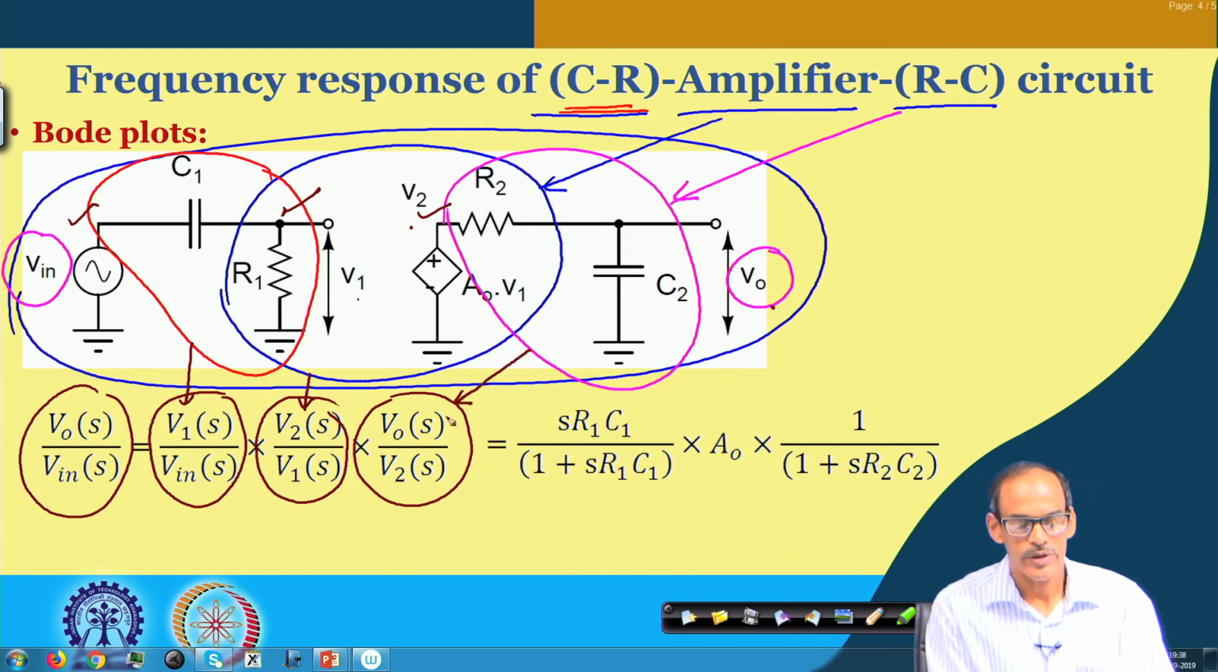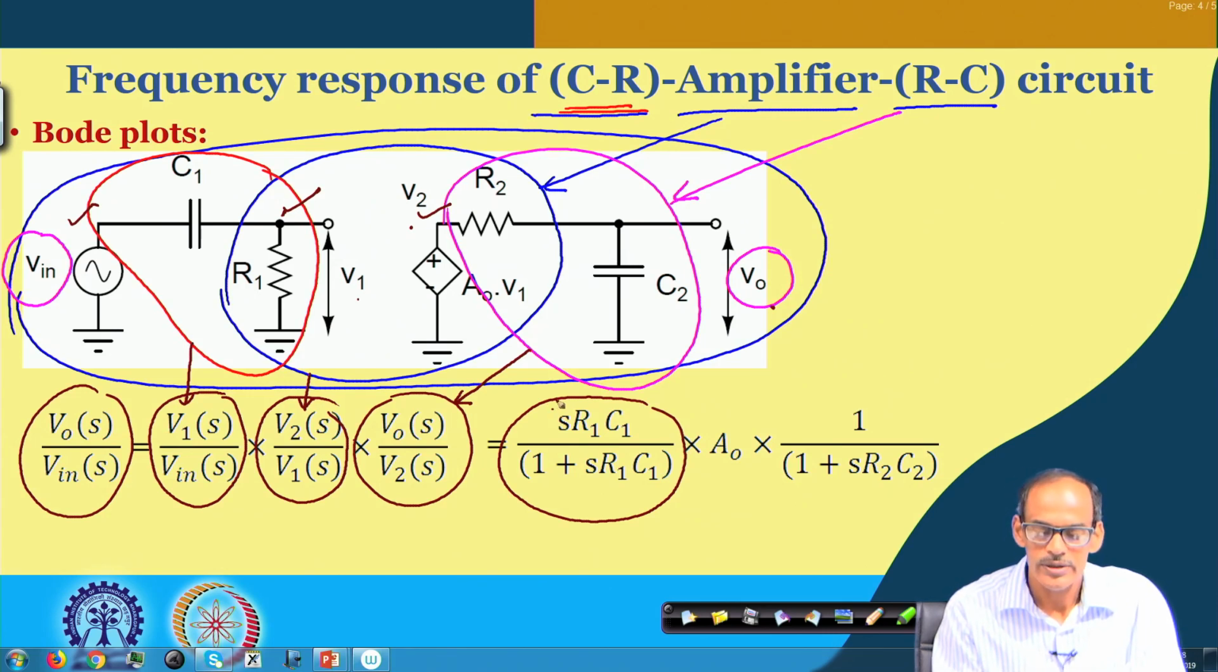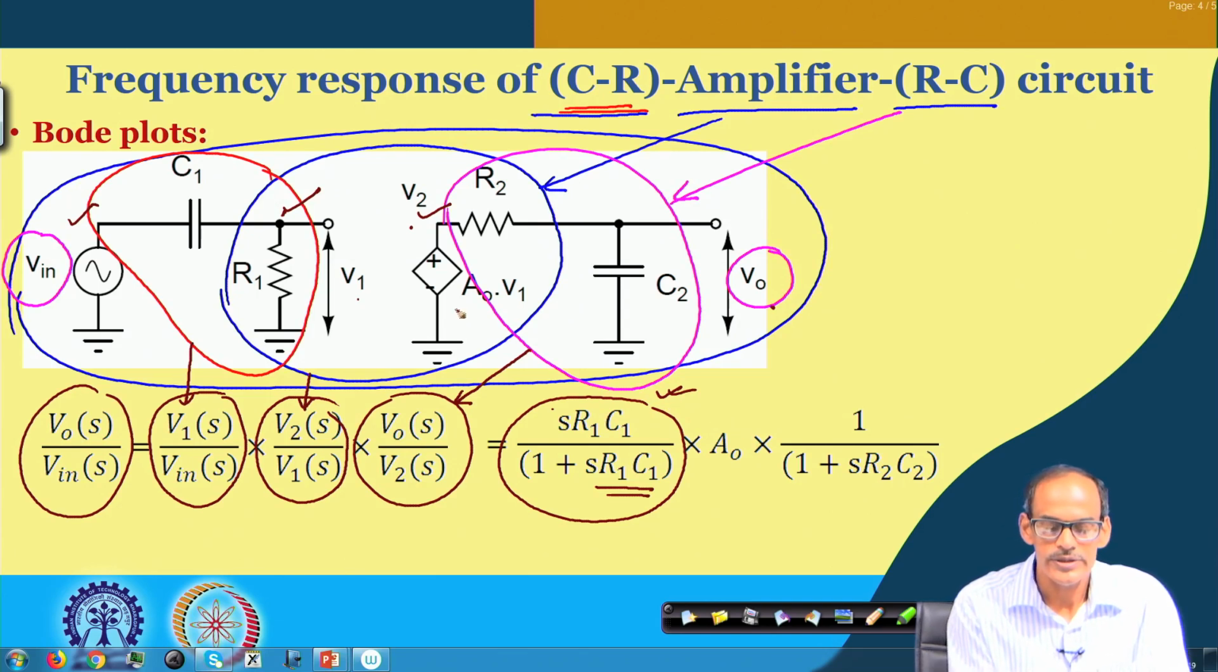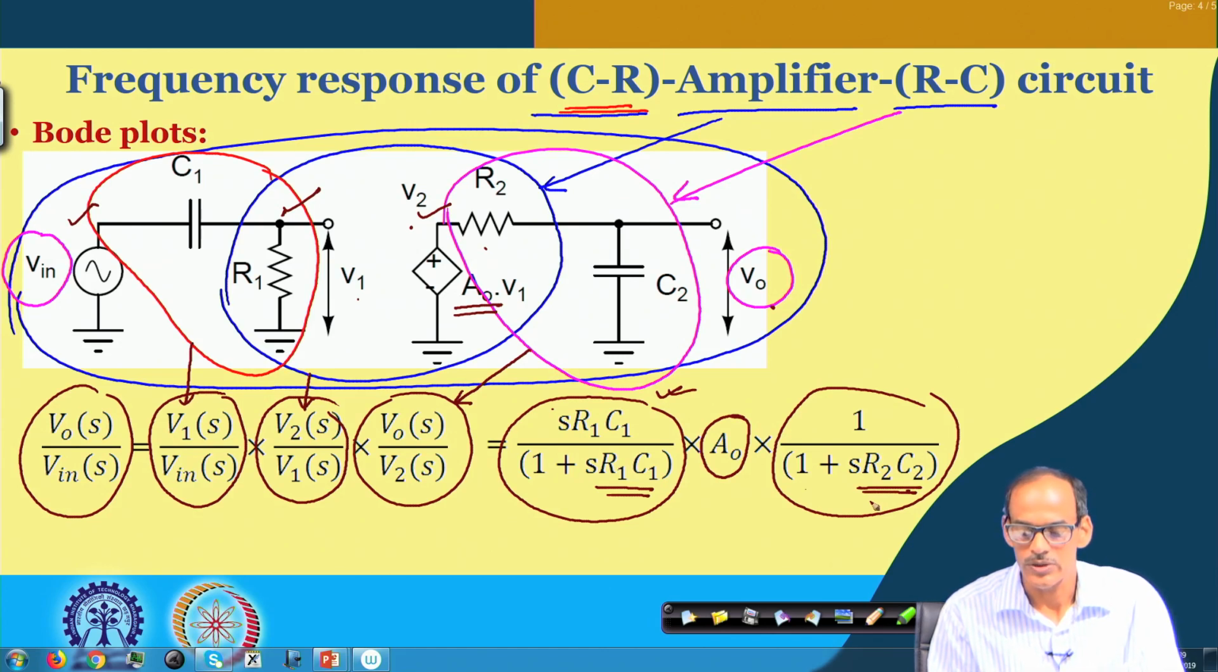As you may recall, the first part, the CR circuit frequency response, has 1 zero at 0 frequency, and 1 pole at 1 by R1 C1. So, its transfer function is given here. The middle portion has a voltage gain of A naught, which is given here. The RC circuit, on the other hand, has a frequency response of 1 by 1 plus S R2 C2. This also has a pole at 1 by R2 C2.